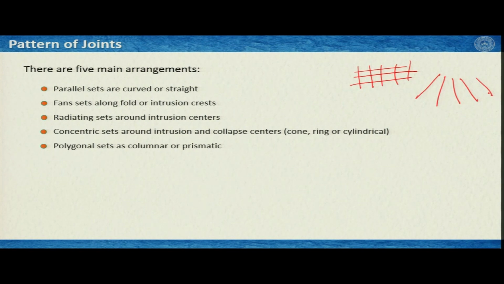Then radiating sets around an inclusion center, and you particularly see these radiating joints in pillow lavas. When the pillow lava cools, it generates radiating joints like this. Then concentric sets around intrusions and collapse centers. This concentric set is generally seen with exfoliation. And then polygonal sets as columnar or prismatic joints, mostly seen in basaltic rocks and known as columnar joints. We will learn about it also in one of the slides.